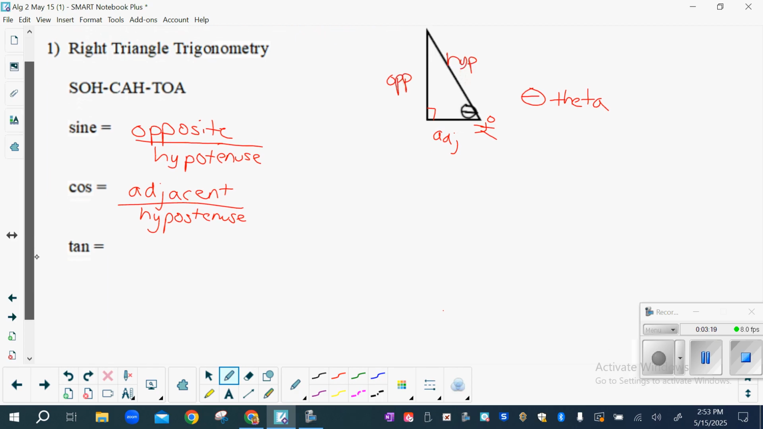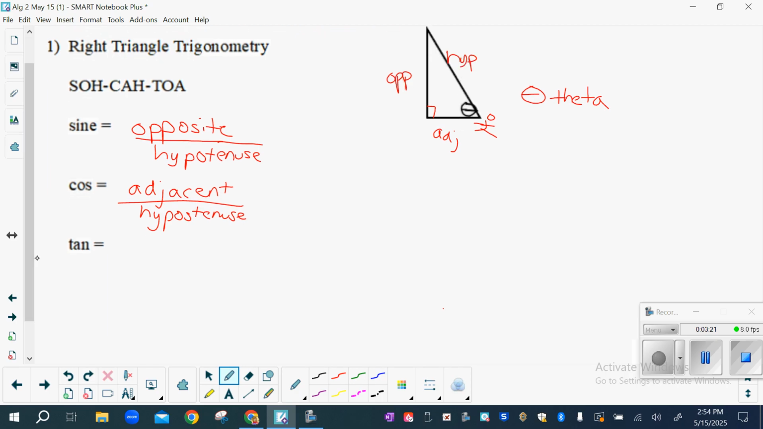So tangent is OA. What does the O stand for? I'm going to abbreviate now, OPP, and then A adjacent, ADJ. Okay, so let's go to some problems.